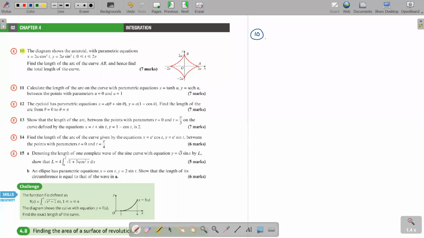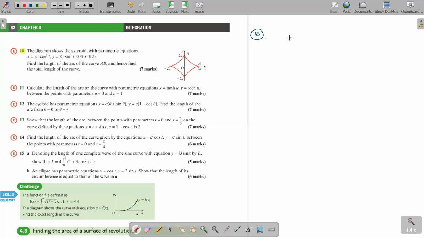Right. Question number 10. The diagram shows the asteroid with parametric equations x equals 2a cos cube t, y equals 2a sin cube t, and t values are between 0 to 2 pi. Find the length of the arc of the curve AB and hence find the total length of the curve. They are asking you to first find the arc length of the curve AB, and then we'll move on to the whole. If you find the total length of the curve, it is just multiply that by 4.